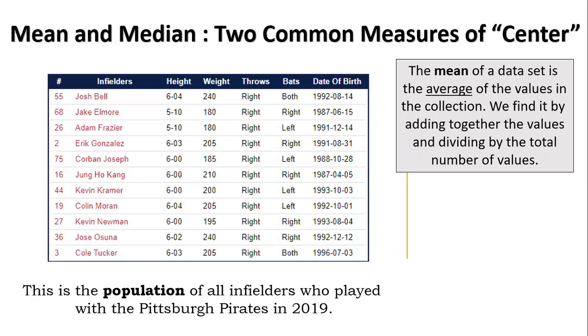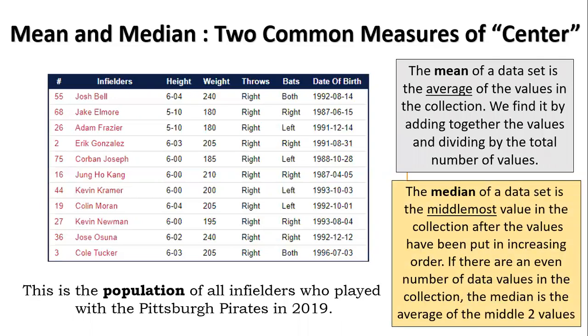The word mean is a synonym for average. So whenever we talk about reporting the mean of a data set, we're talking about adding together the data values and then dividing by the total number of values. This is one very common way of describing what is typical or central for a particular variable.